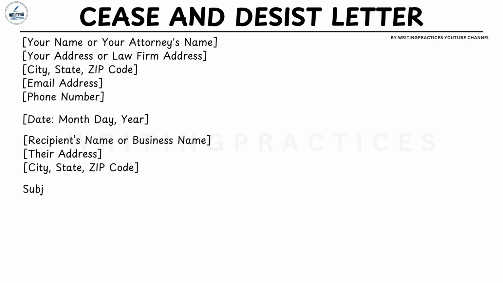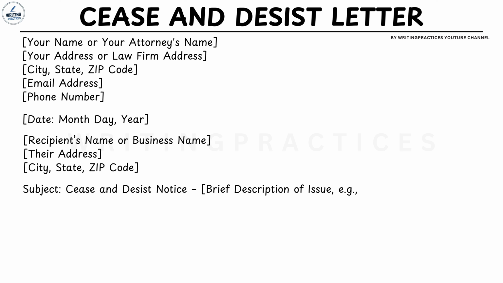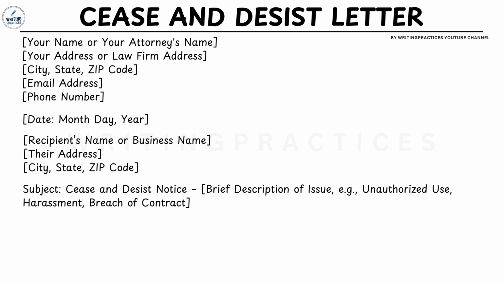4. Subject line. Now we move to the subject line. Here you'll state what the letter is about in one clear sentence. It might read something like this. Subject: Cease and Desist Notice, Copyright Infringement. This sets the tone right away. The recipient knows exactly what the letter is addressing. Be direct but professional. There's no need to sugarcoat it.